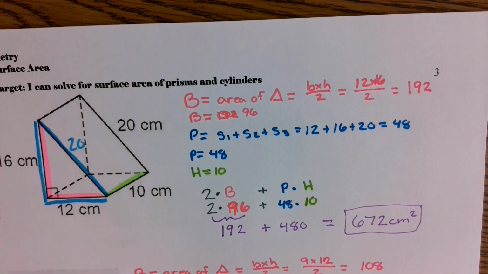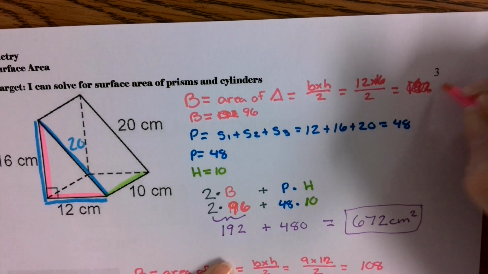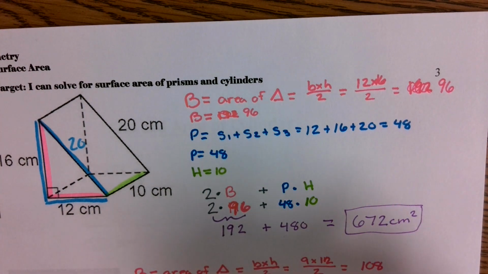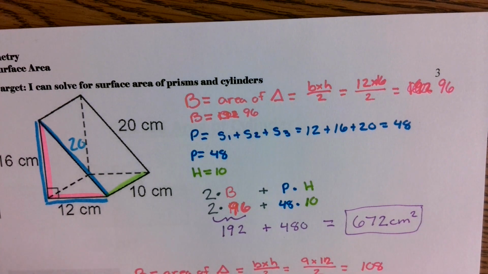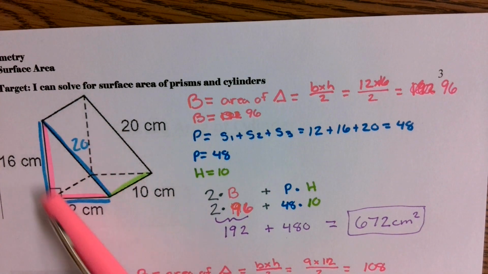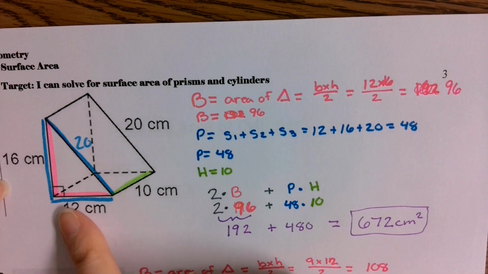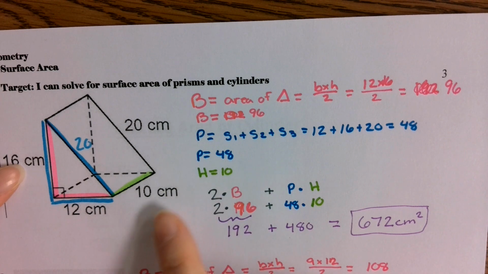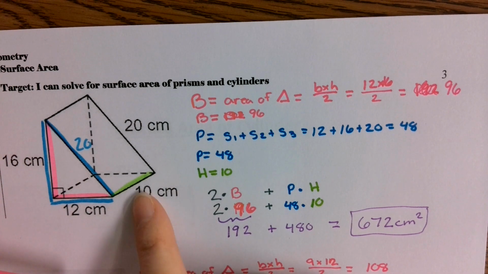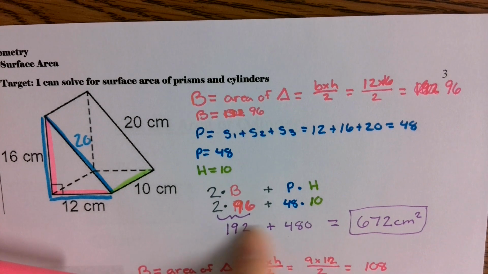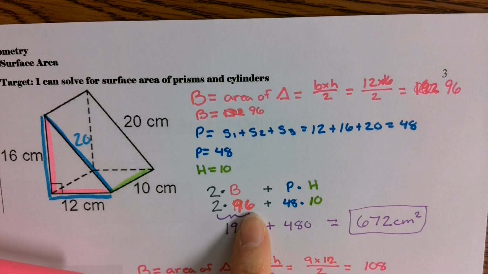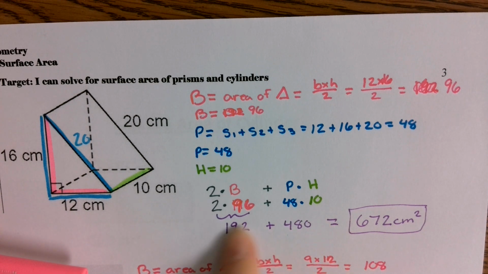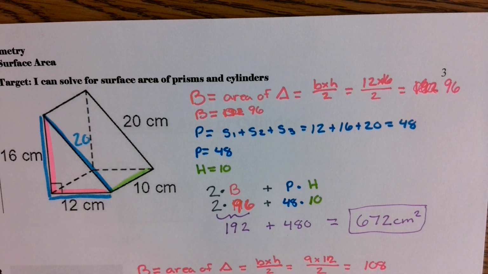That's a mistake right here. I had multiplied it by 2 already. So that should come out to 96. So your area of your base shape is going to be 96. Then we're going to do the perimeter of the base shape. So we're going to add all 3 sides of our triangle together. So we're adding 12, 16, and 20, and that gives us 48 for the perimeter. The height that connects the 2 triangles together is the 10. So then we just substitute it into our formula. We're going to do 2 times the 96 to get us 192. We're going to do 48 times the 10 to get us 480. Then we're going to add those together to get 672 centimeters squared.